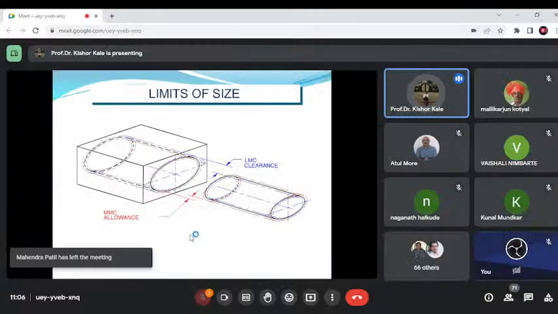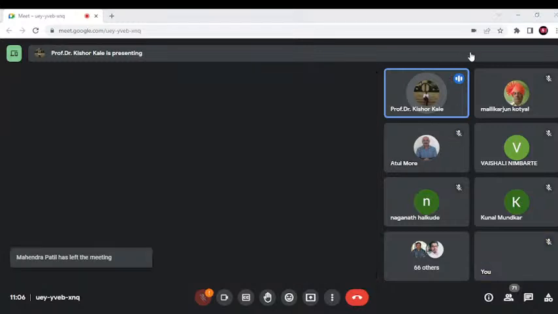This is the LMC, least metal condition, which will be the size of the hole. The maximum size of the hole will be the LMC. The maximum size of the shaft is the MMC. So you can see the metal allowed in this will be maximum if the hole size is minimum. This is completely opposite to the shaft. I hope you are able to get it, MMC and LMC.